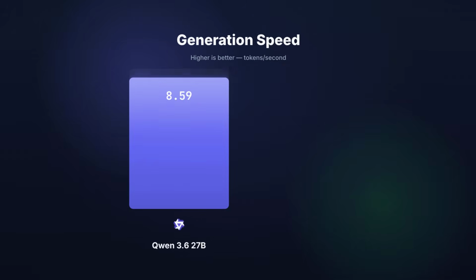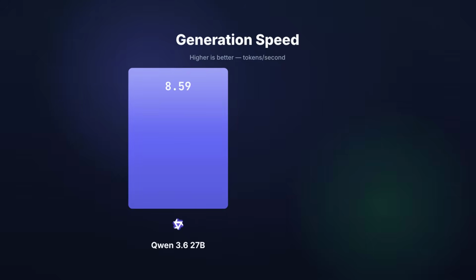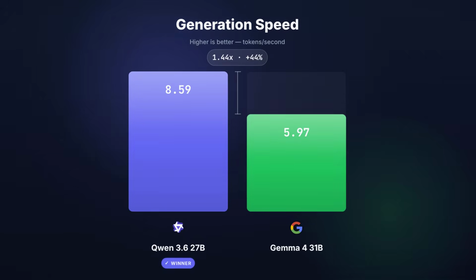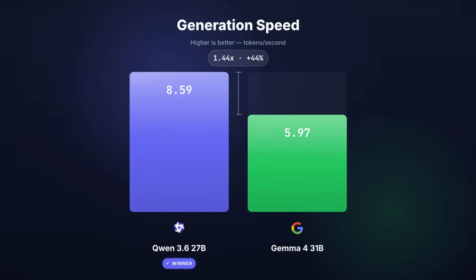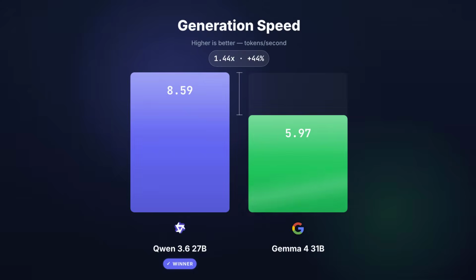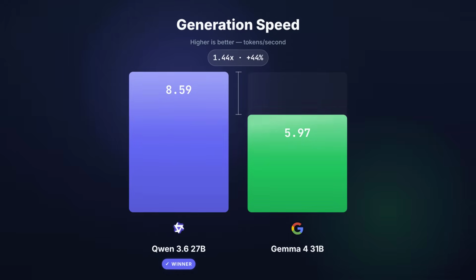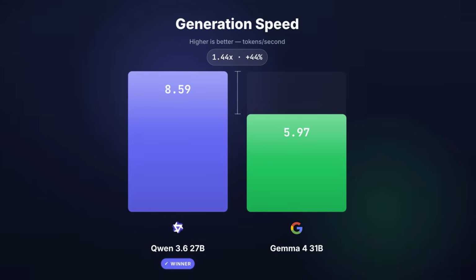Let's start with speed, because this is what you feel every time you hit enter. Qwen averages 8.59 tokens per second. Gemma sits at 5.97. That's a 44% gap, and it widens with context. At short prompts, Qwen is 43% faster. Push past 5,000 tokens, and the gap hits 54%.